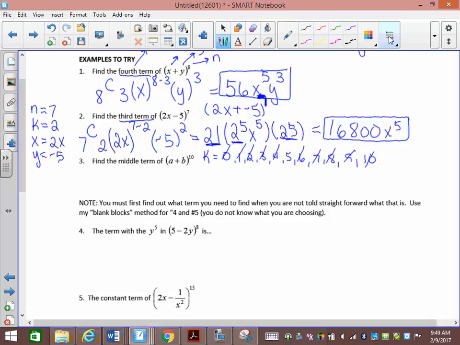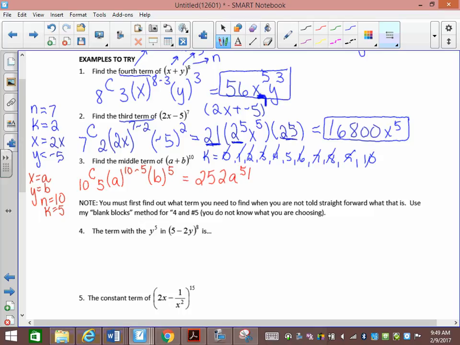So for this one, x equals a, y equals b, n equals 10, and k equals 5. So we do 10c5, a to the 10 minus 5, b to the 5. What's 10c5? A to the 5, b to the 5.